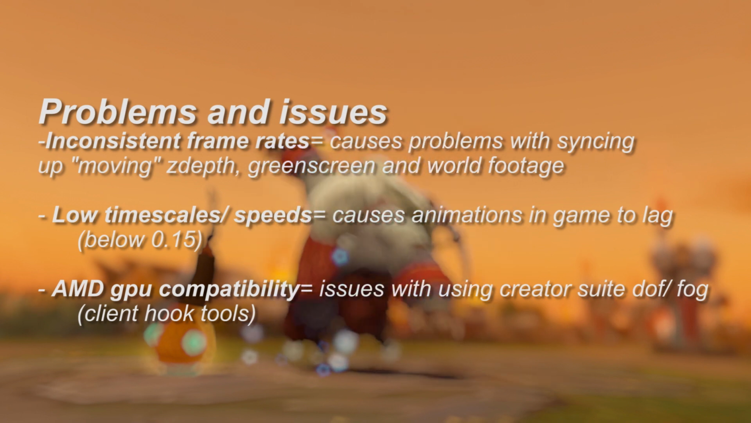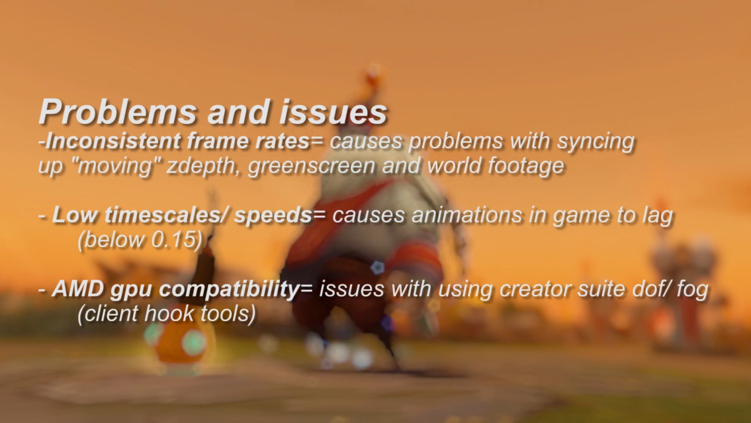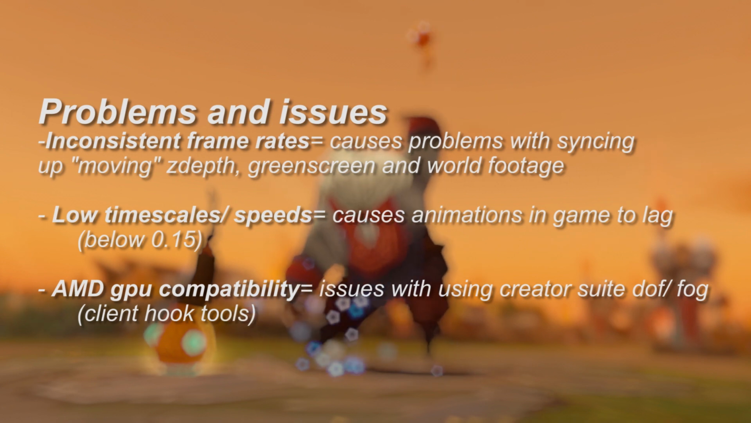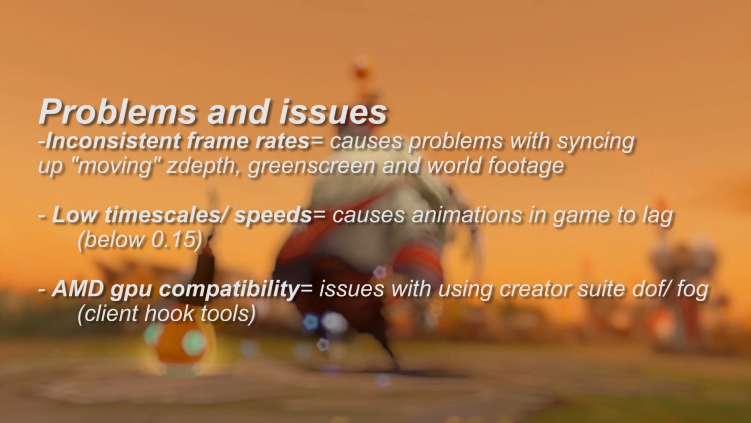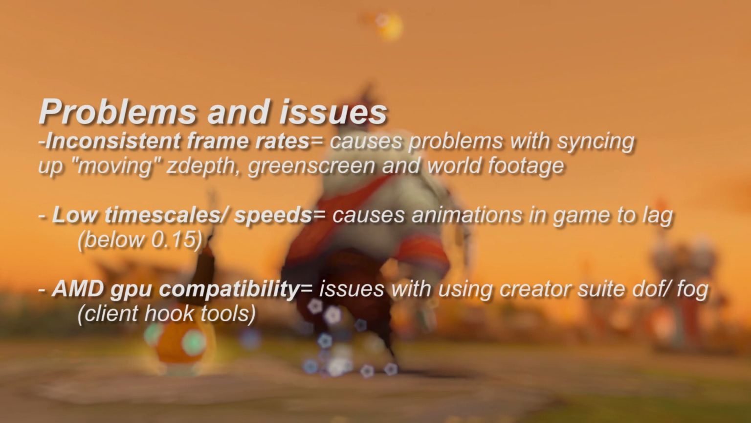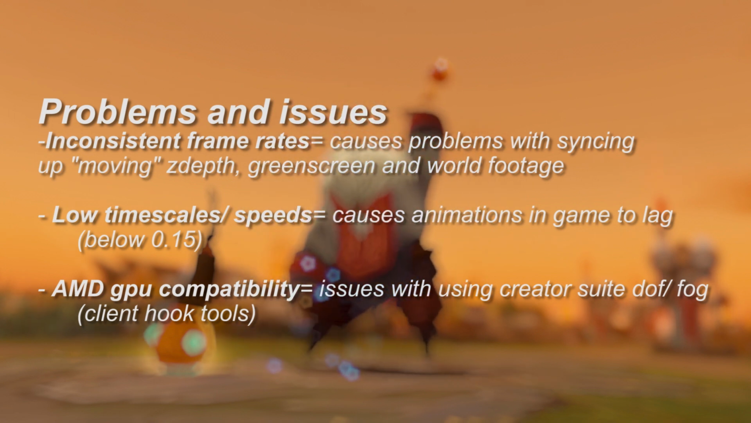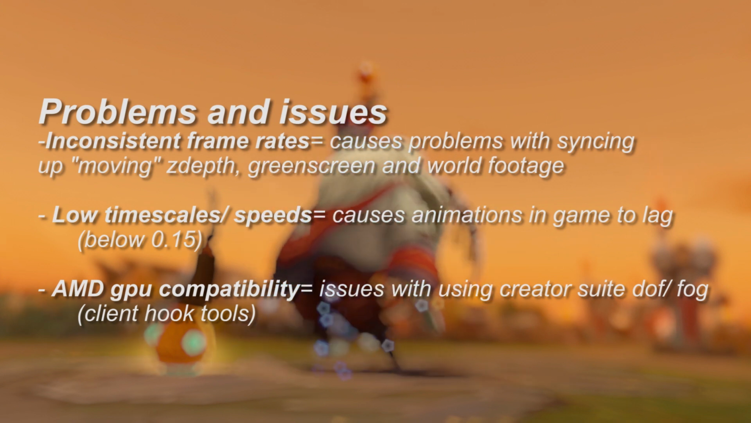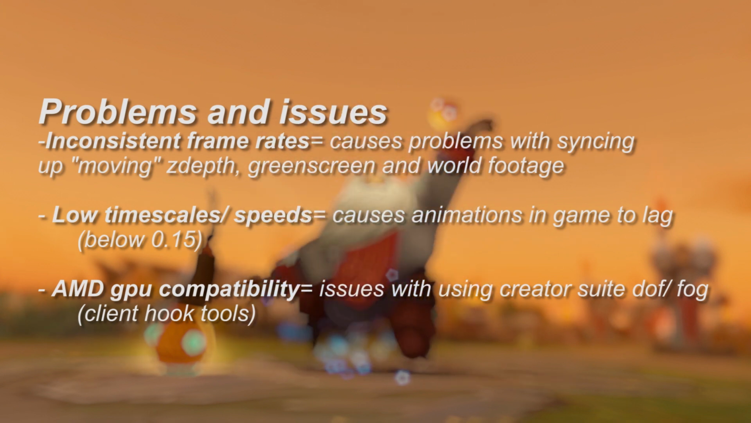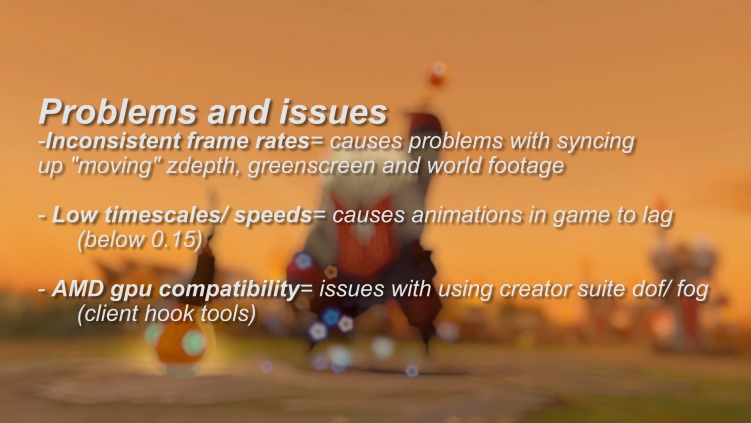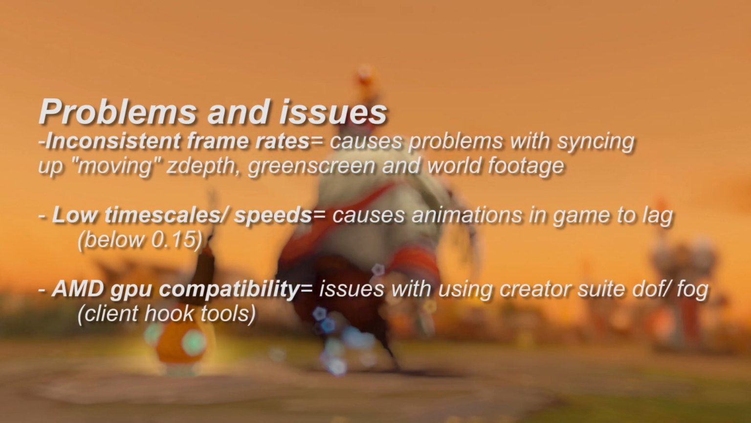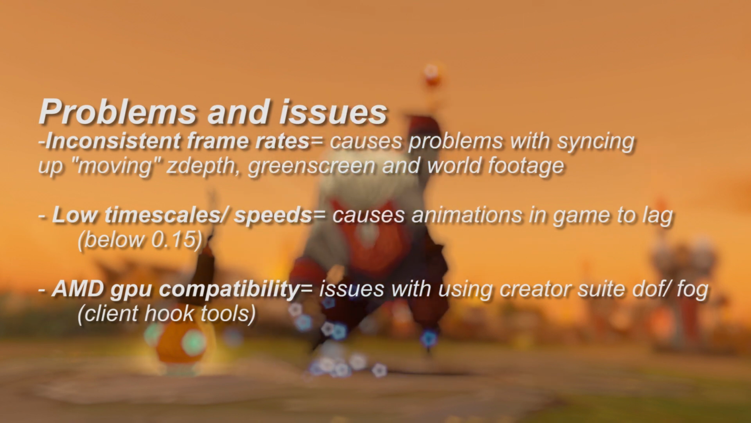So before getting started, I want to mention that there are some things that are not possible or that may cause issues when recording and editing League. This may include inconsistent frame rates. When recording moving cines, this may prove an issue with ZDepth, green screen, and world syncing in post. And there's also an issue with low timescales, those below 0.15 speed in game, which will cause some animations to lag, but in most cases it can vary for each champion animation. You'll learn this through actually editing and recording League.